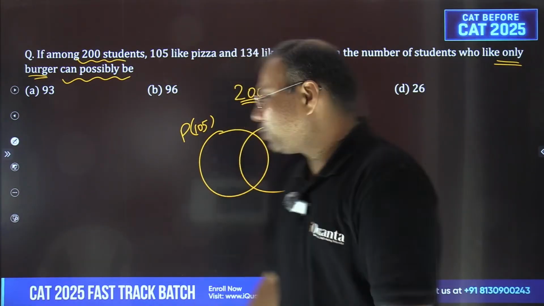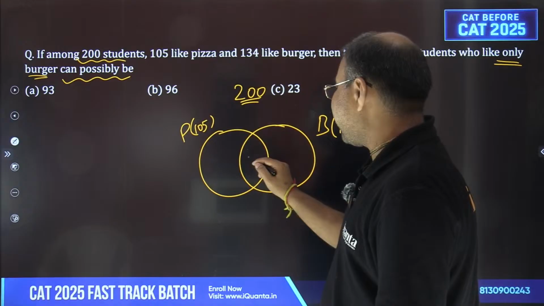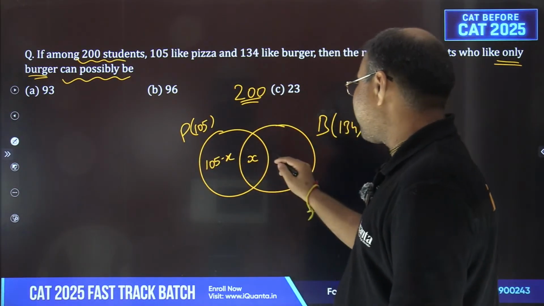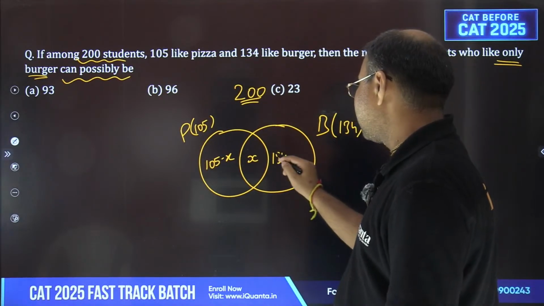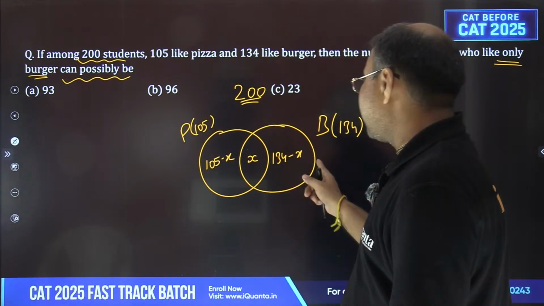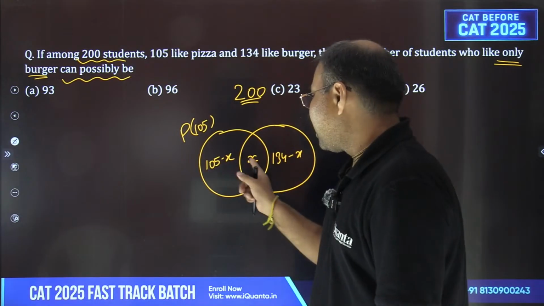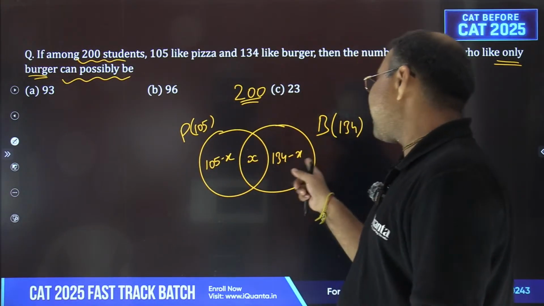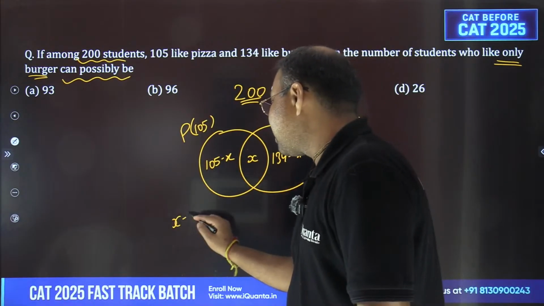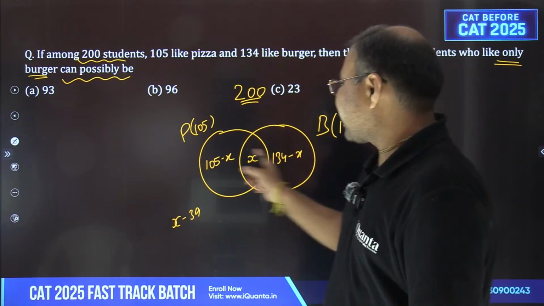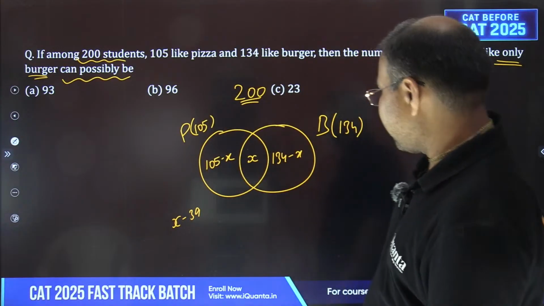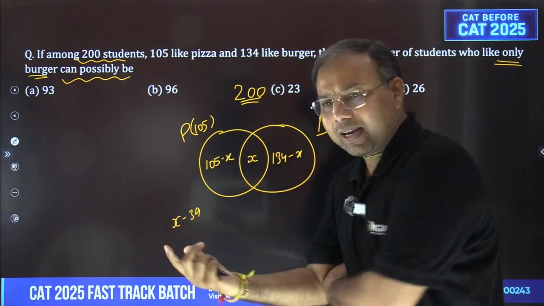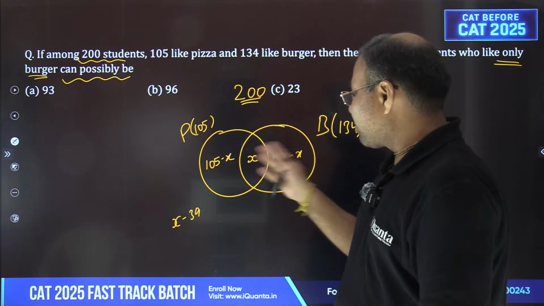So now what to do? Let this be X. So this is going to be how much? 105 minus X. And this one becomes 134 minus X. And this total now becomes how much? 105 plus 134 is 239, minus X. So outside it remains X minus 39. So this entire value adds up to 200. ठीक है ना? कुछ गड़बड़ किया मैंने शायद क्या? हाँ ठीक तो है ना? सही है. This total was 239 minus X. So this must be X minus 39 outside.